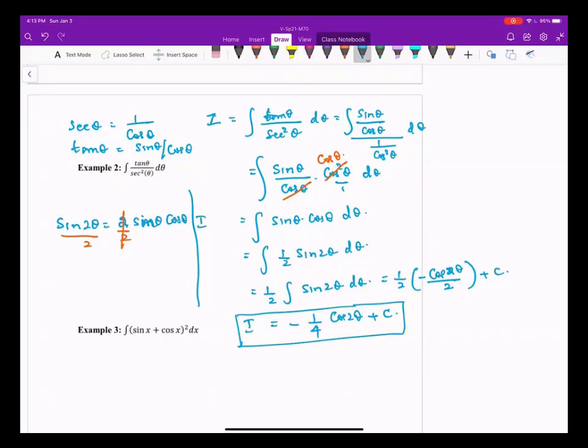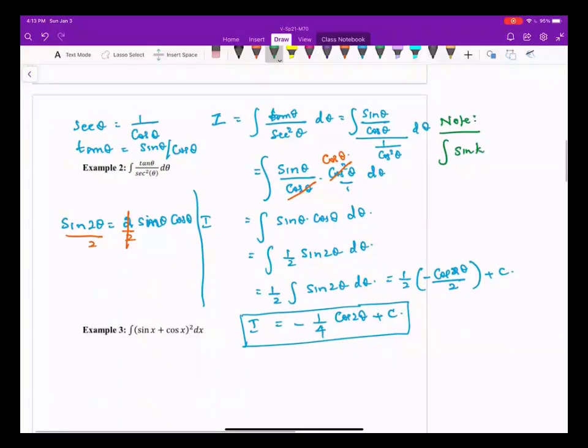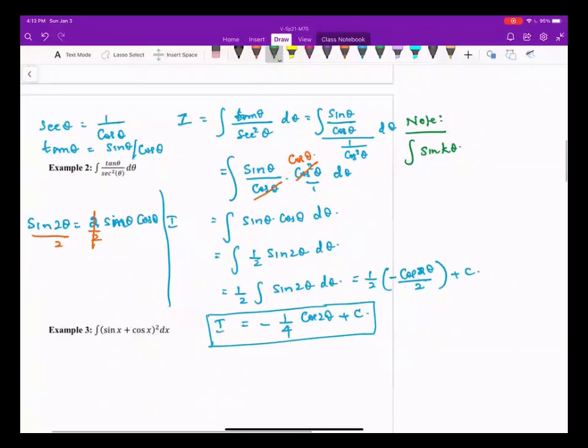So I would like to mention here that you will be using this particular formula many times, meaning that whenever you have the integral of sine of k theta, sine of some number times theta, you have to integrate that. In this problem, it is k equal to 2. So I'm giving you a generic formula. How will you integrate sine of k theta d theta? It is done by the substitution method.